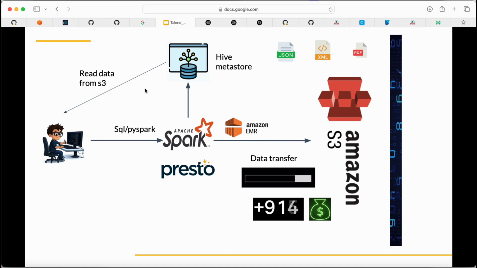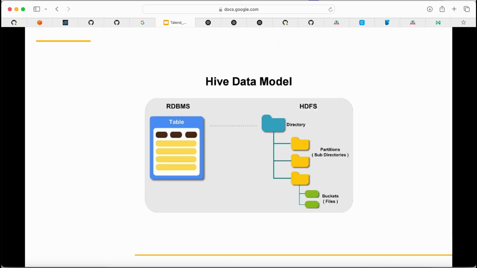The user will be reading any file, which can be JSON, XML, or PDF, stored in S3. When he requests the file from these blob storages through the Hive metastore, you'll be transferring the data. The data transfer cost for the objects stored in the blob storage is very expensive, which led to expensive network calls due to Hive's dependency on the table folder structure. Because Hive maintains a folder structure, a kind of hierarchy, for the files or the data.